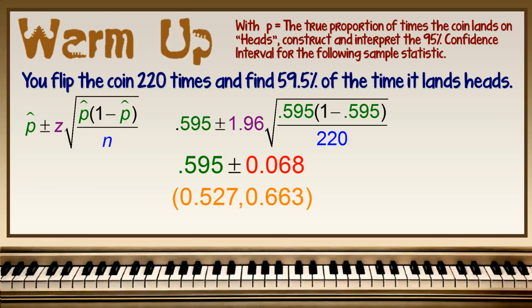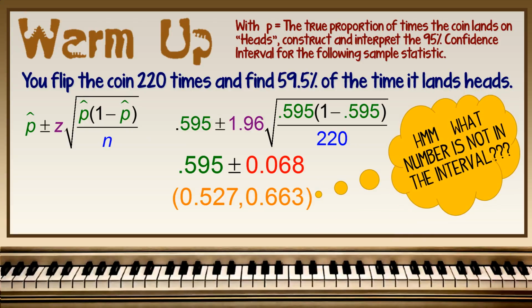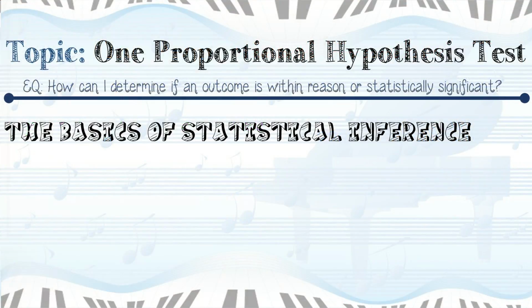Interesting, because if a coin is fair, how often should we expect it to land on its heads? And furthermore, what number is not in that interval? Interesting. Welcome to One Proportional Hypothesis Test. This is how we're actually going to determine if an outcome is within reason, or is it something that is, in fact, statistically significant enough to suspect something is going on.